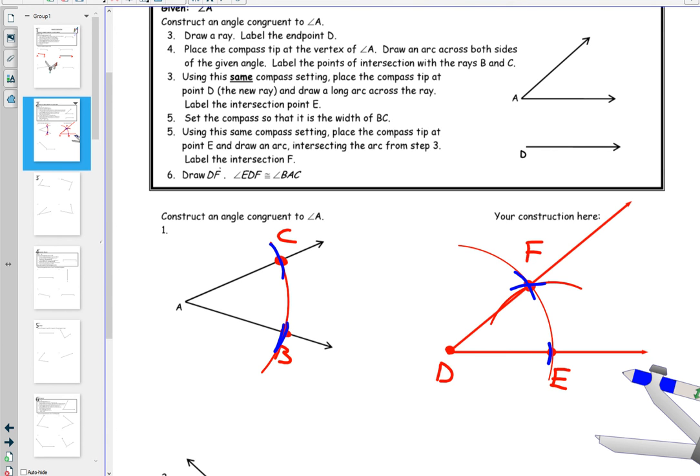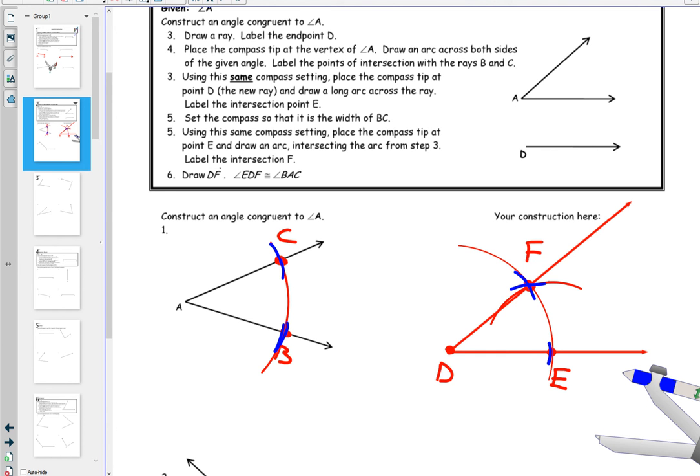Does it matter what you label the points? I don't really care, but I'm just trying to follow what it says here. So if you call this one A, B, C, then when you do it over here, let's call it the same thing, E, D, F. Just to make it easier for whoever's grading it.